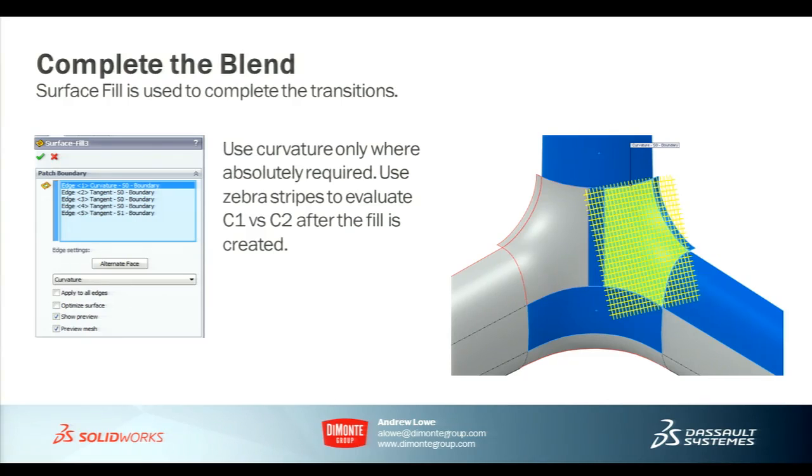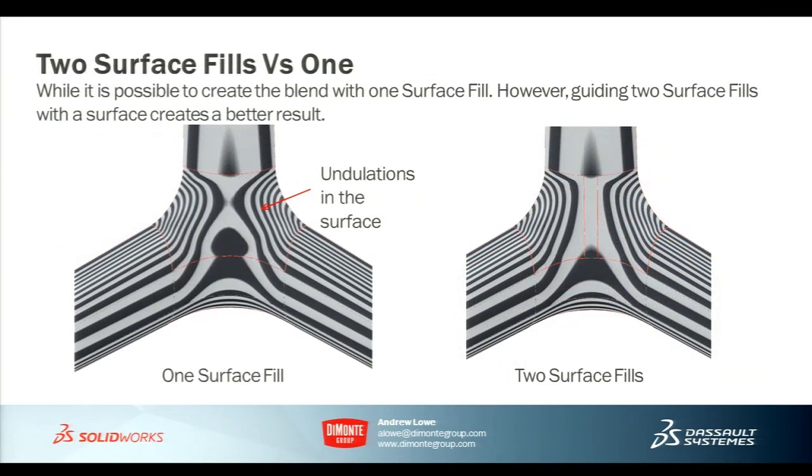And I start out with tangency on all edges, and I use my zebra stripes or my curvature tool to help evaluate the result. I try and keep as many edges as tangent and only use curvature where absolutely necessary. Now, that rule does not apply to the boundary surface, however. If you do want curvature, definitely use curvature on the boundary surface.